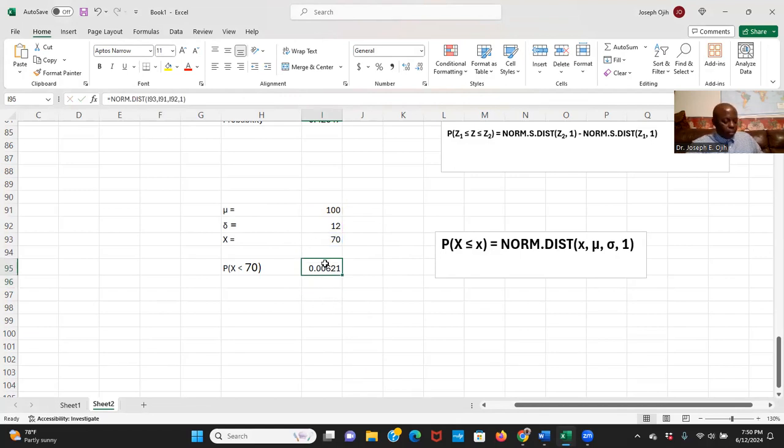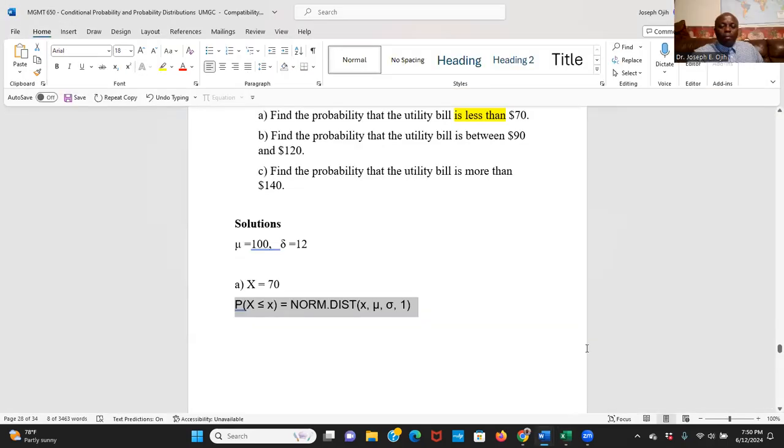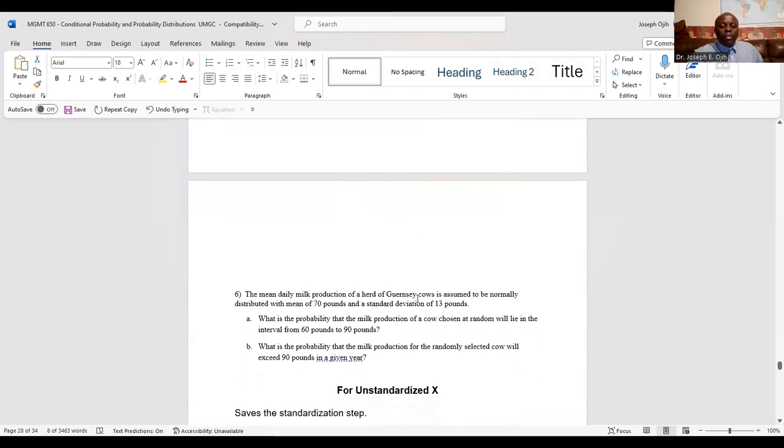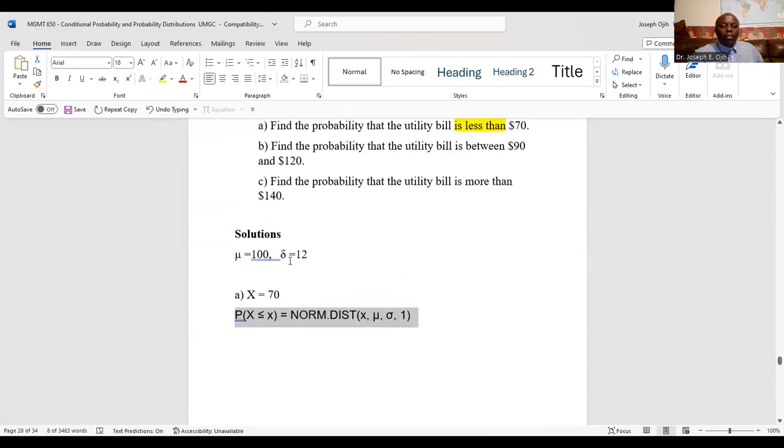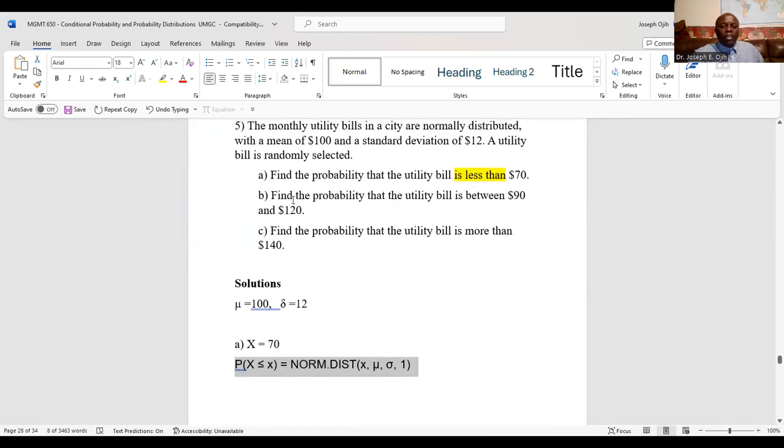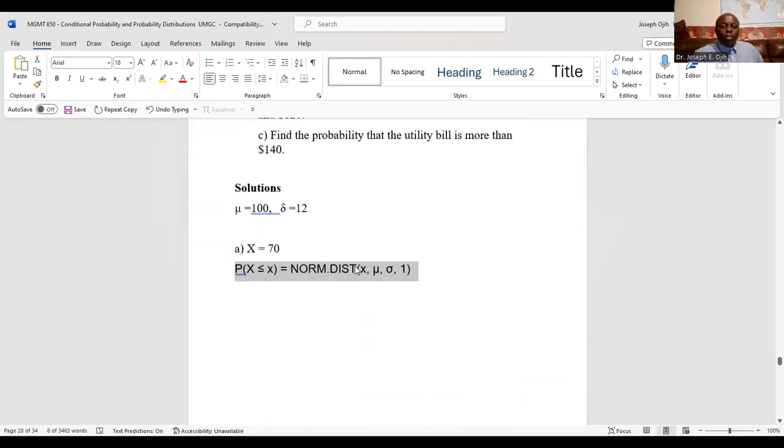Do you have any question on this? No. So now we just apply this to all of them. Like this one that says, find the probability that it is between 90 and 120. So let me just put the answer we got for this one first.